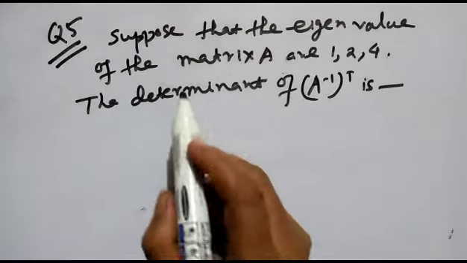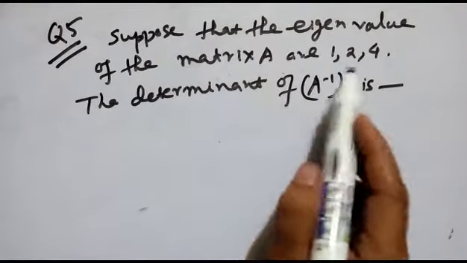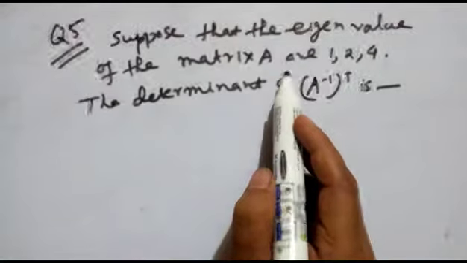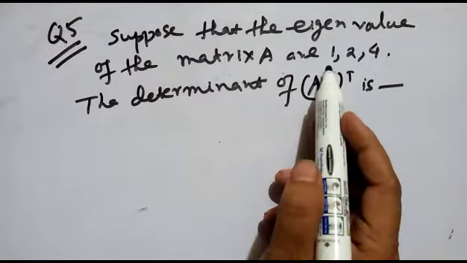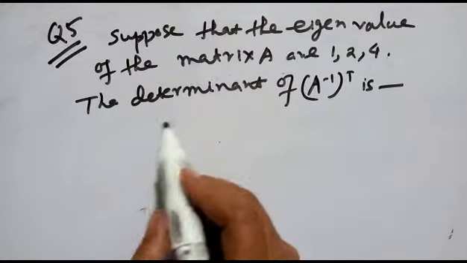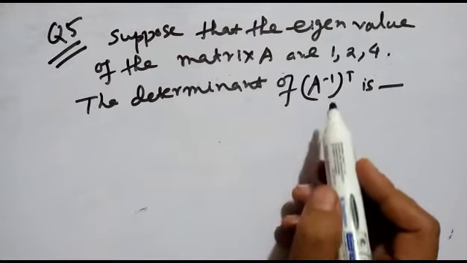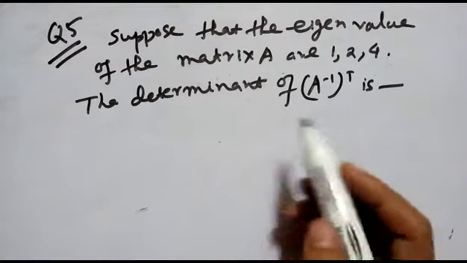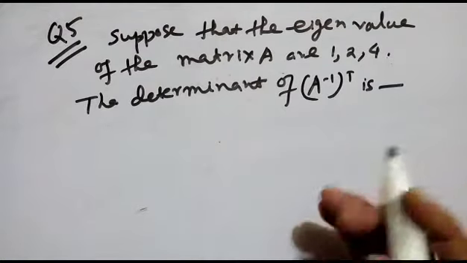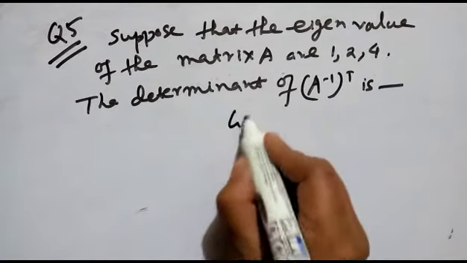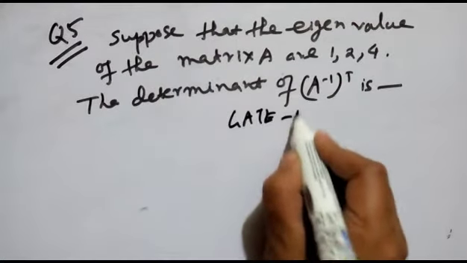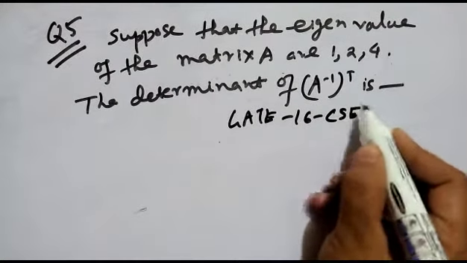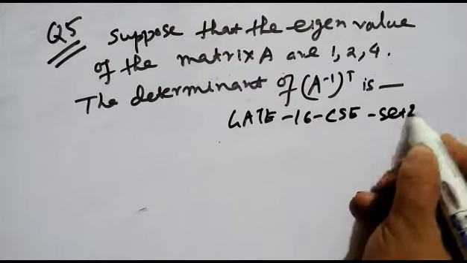So let's start with the math. Suppose that the eigenvalues of the matrix A are 1, 2, and 4. Three eigenvalues: 1, 2 and 4. The determinant of A inverse transpose is what? You have to find out the value, because there are no options. This math came in the GATE exam 2016, CS department, Set 2.